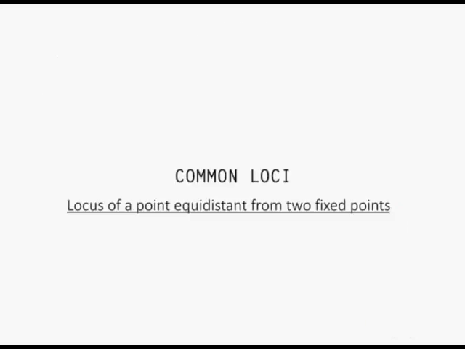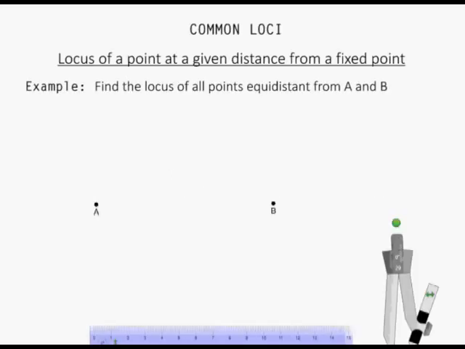Number 2, locus of a point equidistant from two fixed points. For example, find the locus of all points equidistant from A and B. If you draw a line AB, you could think that the locus of such a point is the midpoint of the line. And you are right, but it's not the only one. In fact, such a locus is a perpendicular bisector of AB.